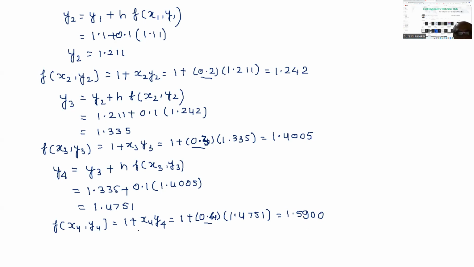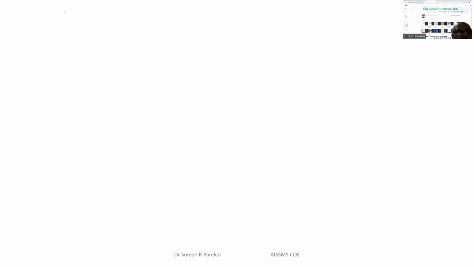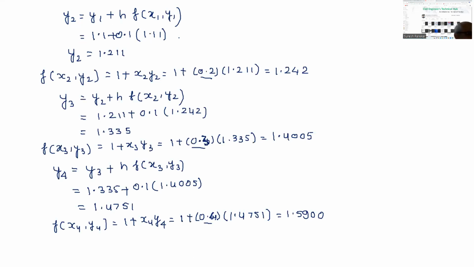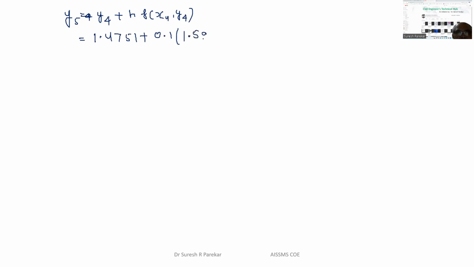And knowing this value, we can find y5. So y5 is equal to y4 plus h into f of x4 comma y4. Then we have the value of y4, 1.4751, plus the value of h, 0.1, times f of x4 y4, 1.5900. And from this we get the value of y5, 1.6341. So likewise we have to find the value of y by using Euler's method.